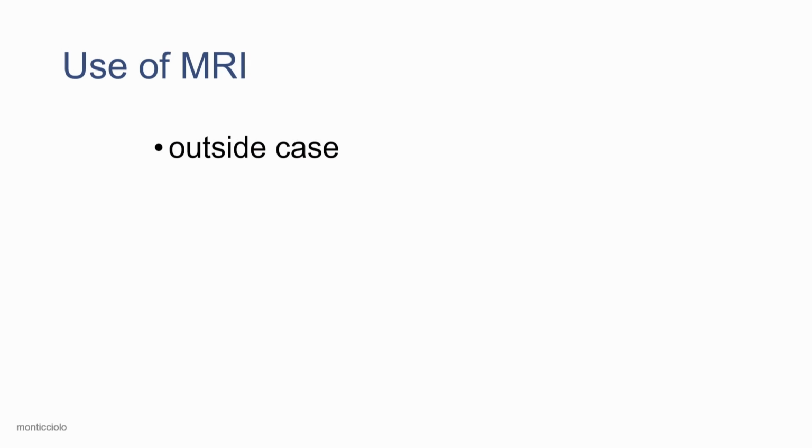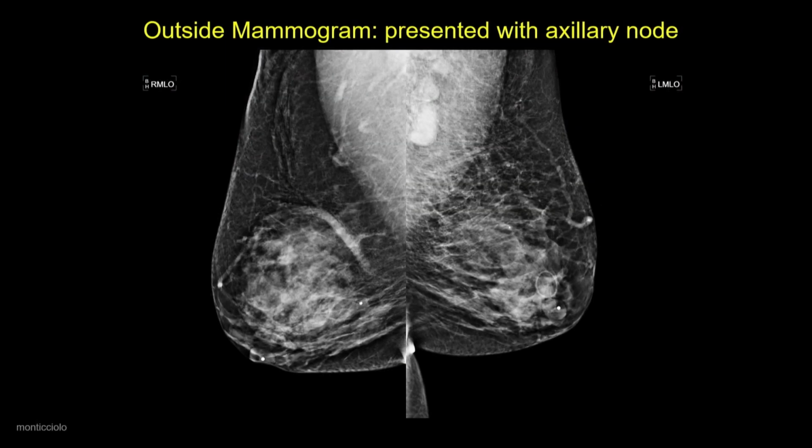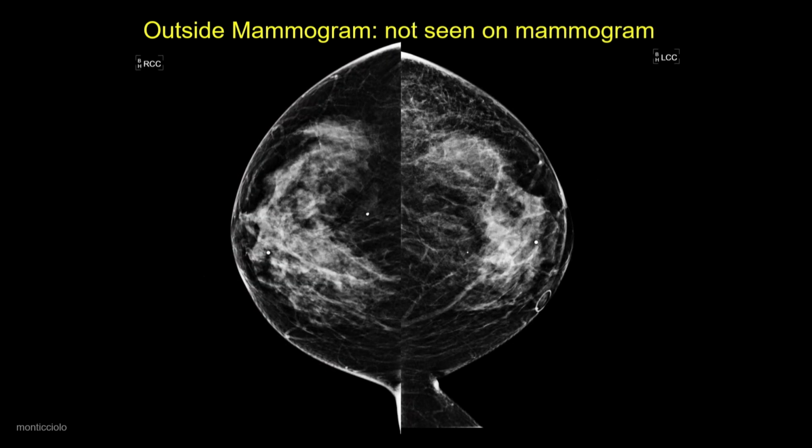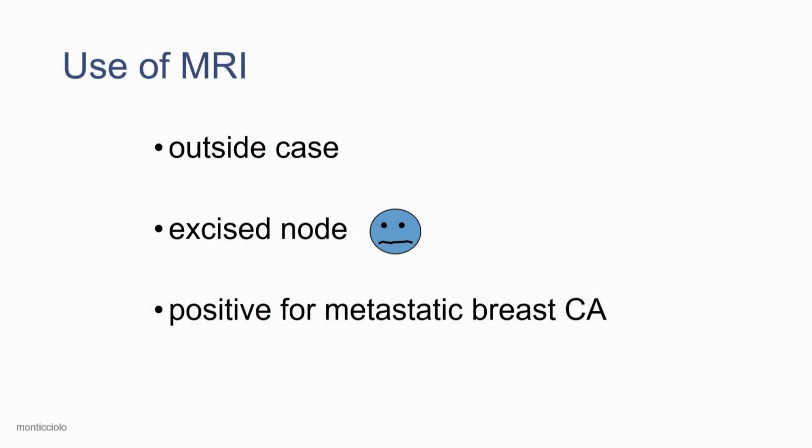Here's a case of the same type of evaluation. This was an outside case that came to us for MR. So these are outside mammograms. The patient presented with an enlarged left axillary node. You can see she has dense breasts, but otherwise, it looks pretty normal. It looks normal on the cranial caudal projection as well. So there was no suspicion of the tumor based on conventional imaging. They went ahead and excised the node.